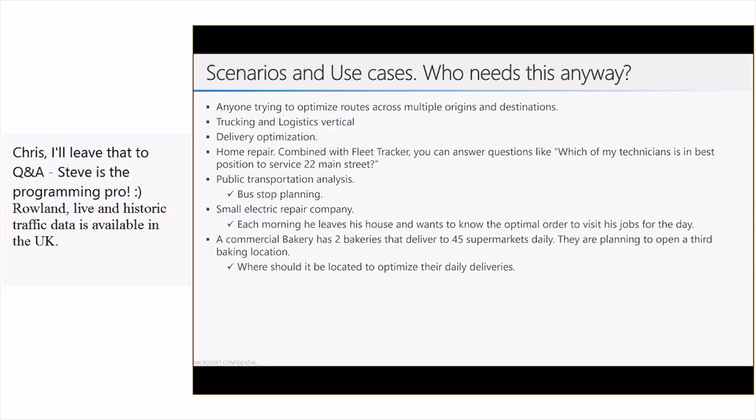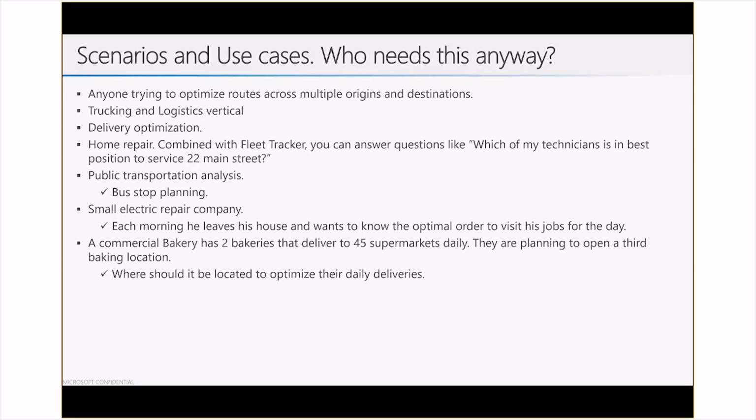If you're doing delivery optimization, home repair, especially when you want to consider things like real-time location. Which of my technicians is in the best position to service 22 Main Street right now? If you combine the distance matrix with a source of real-time location of where your drivers are, you can very easily answer that question while considering the other jobs that your technicians out in the field are handling as well.